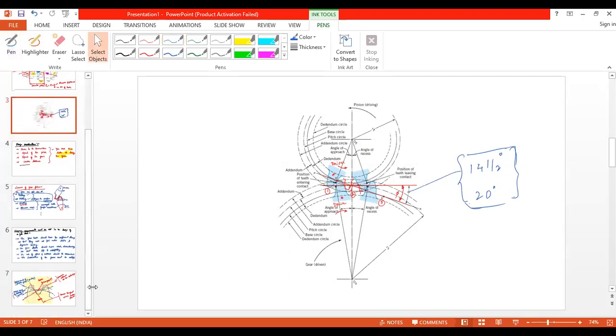So I'll end this class now. In the next class, we will study the detailed design of spur gear. Thank you.